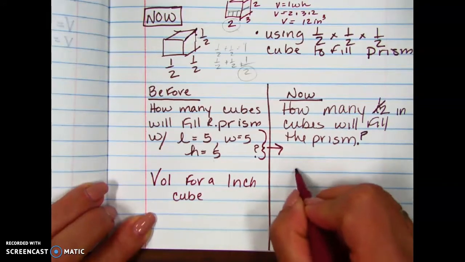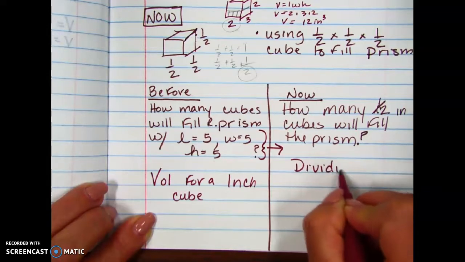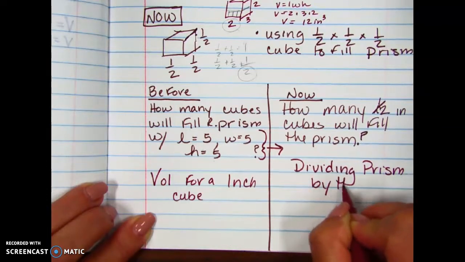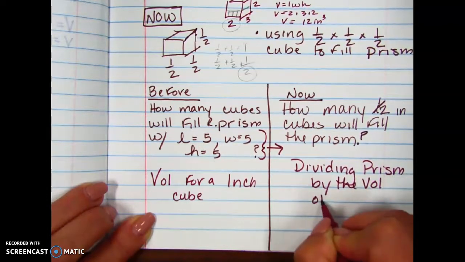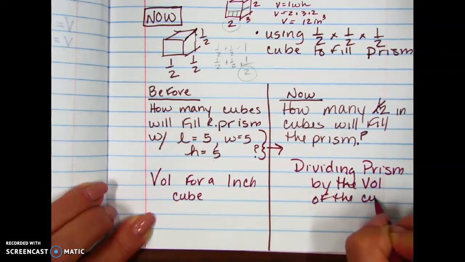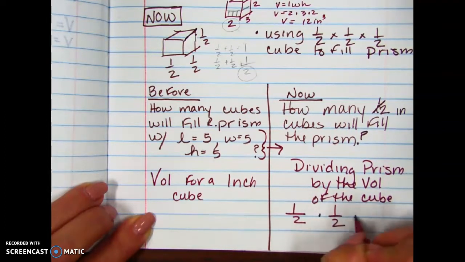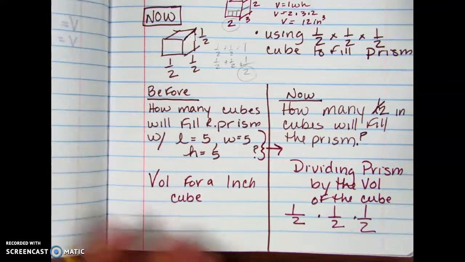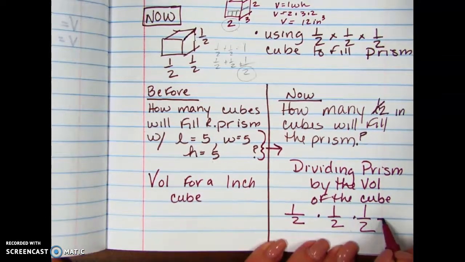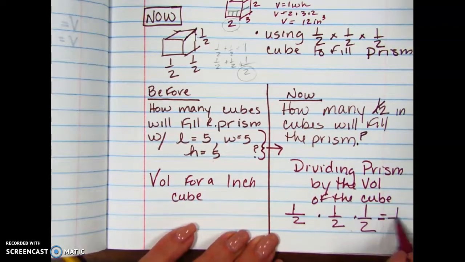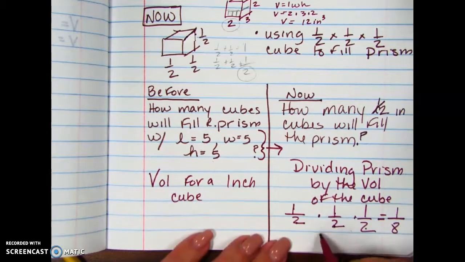It's like we're dividing the volume of the prism by the volume of the cube, the 1/2 by 1/2 by 1/2 cube. When I do that, the volume of a 1/2 cube is 1/2 times 1/2 times 1/2. 2 times 2 is 4, times 2 is 8. So this would be the volume that I would have to use.